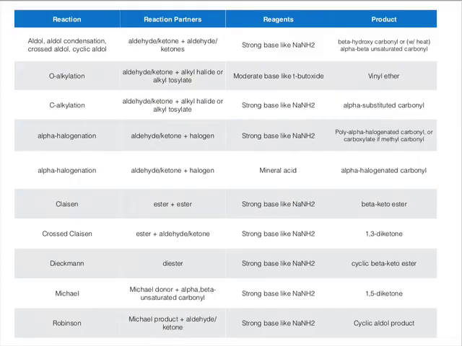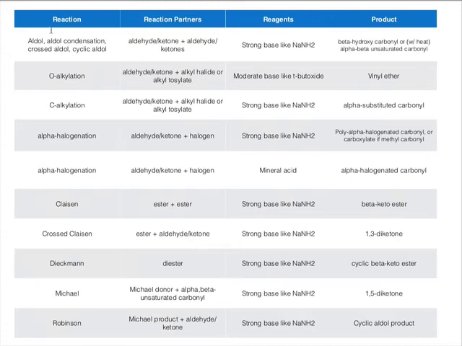Now, in closing, I've made a table to summarize all of the reactions that we've seen in this lecture and the previous lecture. I've done a lot of work for you here. I've organized all of your reactions for you in terms of the name of the reaction, the type of reaction partners that we need, the reagents that are required to get those reaction partners to come together, and the type of product that we form. Let's go back and look over these.